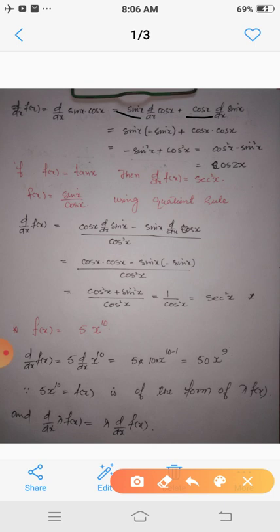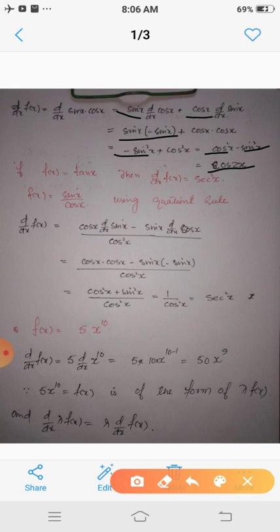Because sin x is the first function and cos x is the second function. Now the differentiation of cos is minus sin, that is sin x into minus sin x, plus the differentiation of sin is cos, that is cos x into cos x. That is minus sin square x plus cos square x, that is cos square x minus sin square x, which is cos 2x. Hence the differentiation of sin x cos x is cos 2x.